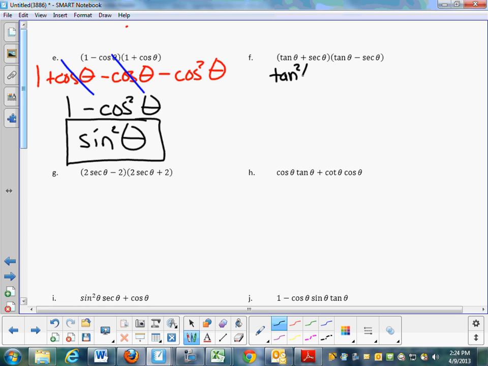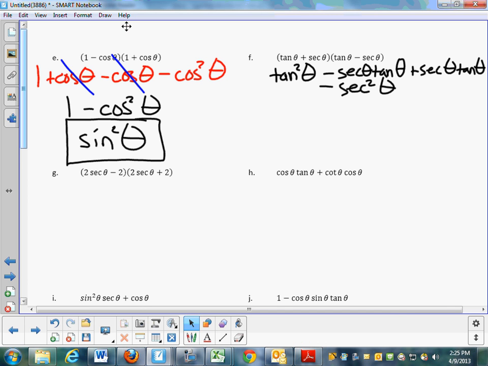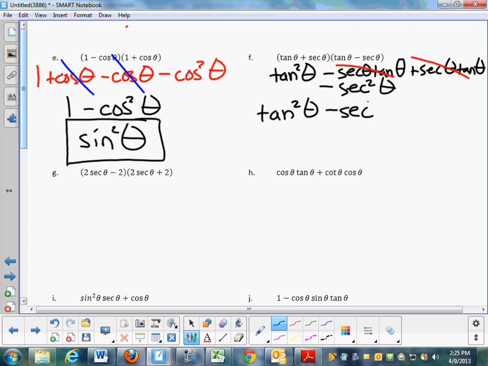I'll do it with you. Tangent squared of theta minus secant of theta tangent of theta plus secant of theta tangent of theta minus secant squared of theta. What happens? Secant of theta tangent of theta, the positive and negative cancel. I'm left with tangent squared theta minus secant squared of theta.